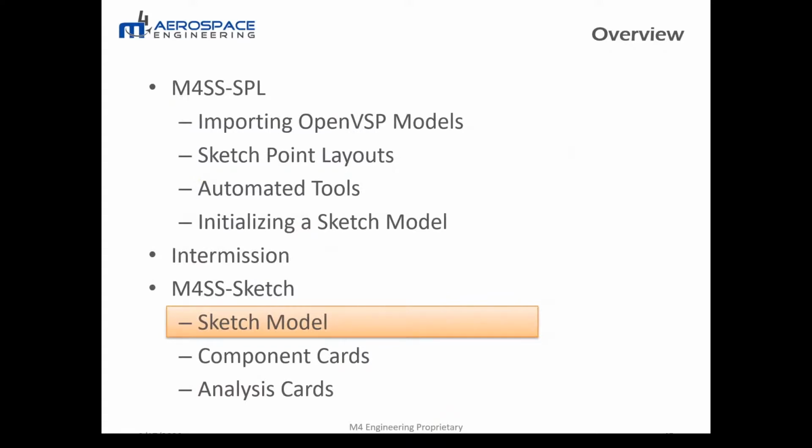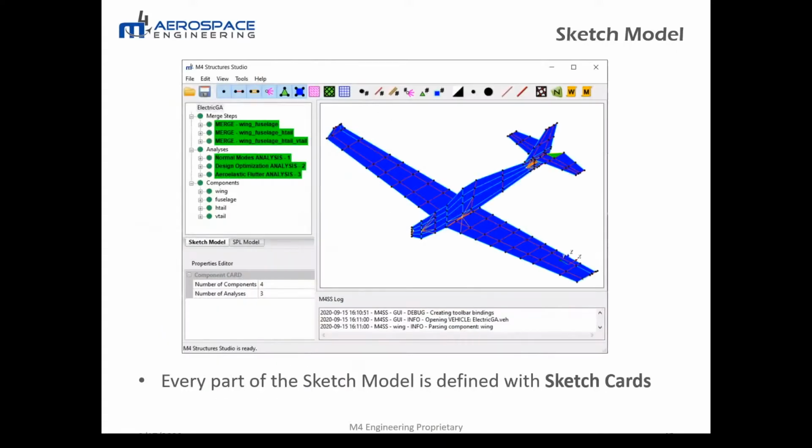So now onto sketch models. Here we have the Structure Studio UI. Right now we're looking at it with the sketch model view activated. Every part of the sketch model is defined with sketch cards. For example, to define a material, you would add a MAT card, or to define a control surface, you might add a control sketch card.